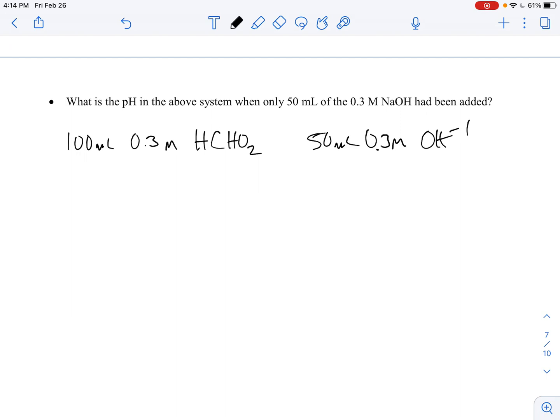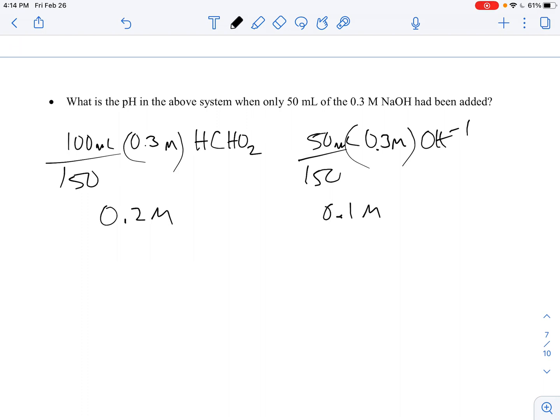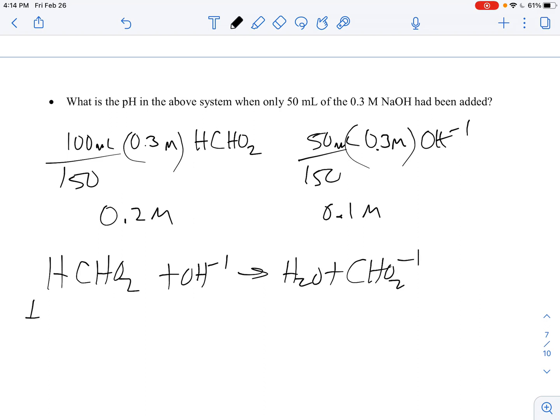All right. So what do I do when I mix these? Well, that's going to be 100 over 150ths of 0.3, so that's going to be 0.2 molarity. And that's going to be 50 over 150ths of 0.3, and that's going to be 0.1 molarity. So if I take my HCHO2 plus my hydroxide, and that's going to come over here to make water and CHO2 negative, I've got an I, a C, and an E. Right off the bat, again, I know that this is not where I want to be because water's on the right-hand side, but I can deal with it. So this is 0.2, and this is 0.1, and that's nothing.